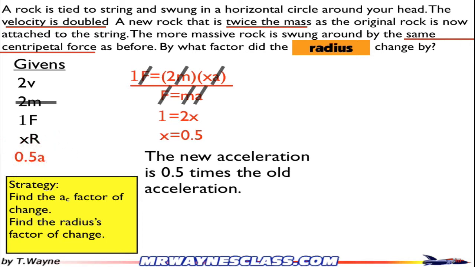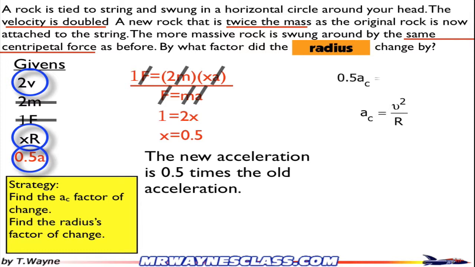Alright, so let's see. I've used up 2m, and I've used up the force. I don't need to use them again. So now I'm just going to look at the remaining ones. I've got v, r, and a. So I need a formula with v, r, and a in it. That's going to be the a_c is equal to v squared over r formula. So I'll put that in the denominator of a big formula. And in the top, I'll write the same thing again, this time with the factors of change. So the acceleration is a half, that's a half a. And that's equal to 2 times v, and remember, that's 2 times v squared, divided by x times r.